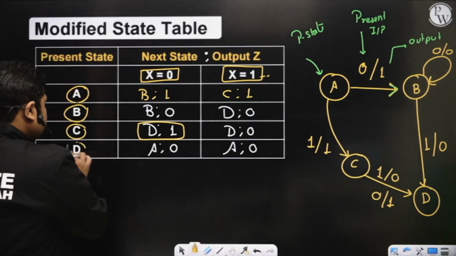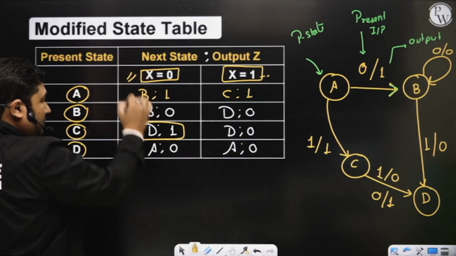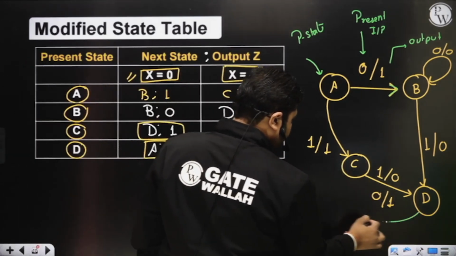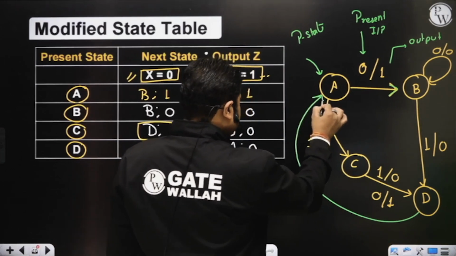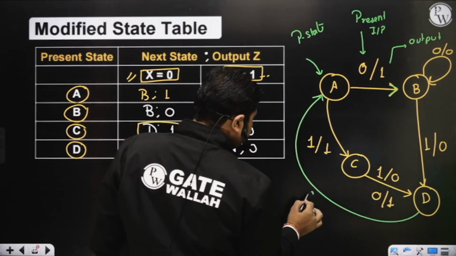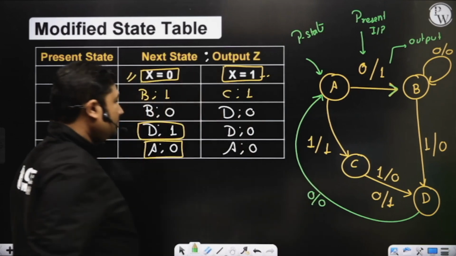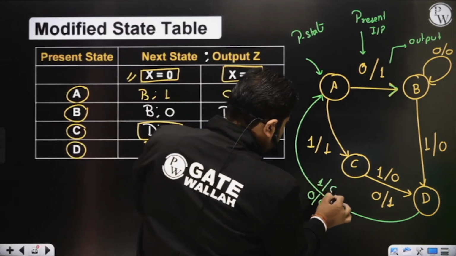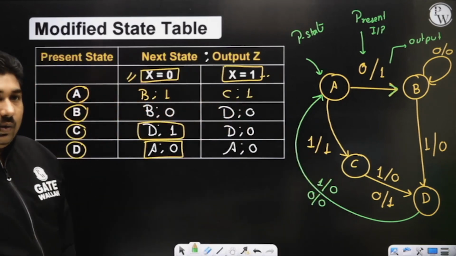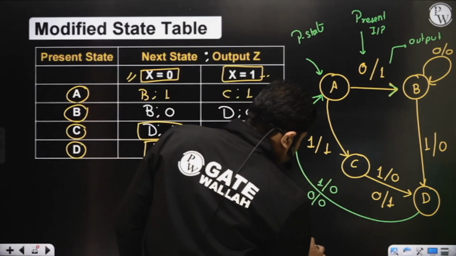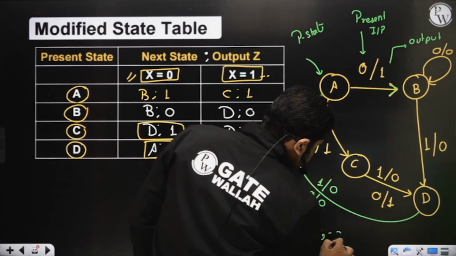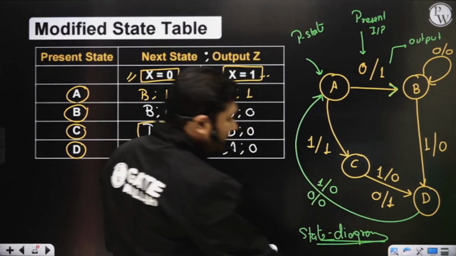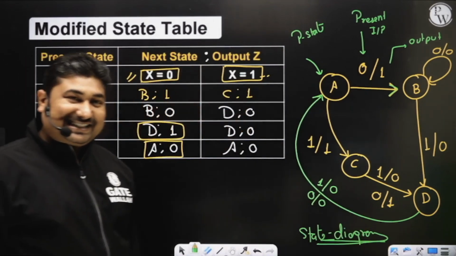Now present state is D with input x is equals to 0. Next state A, output 0. With x is equals to 1, next state A, output 0. So this is how we need to construct a state diagram. Is it okay? Great, sir.